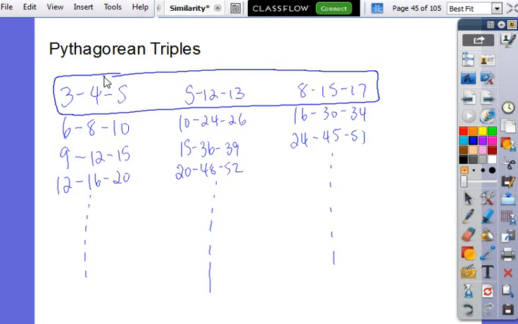A 5, 12, 13 is always going to work for a right triangle. Times 2 is 10, 24, 26. Always going to work. So if you can remember those, it'll help you out on some problems.